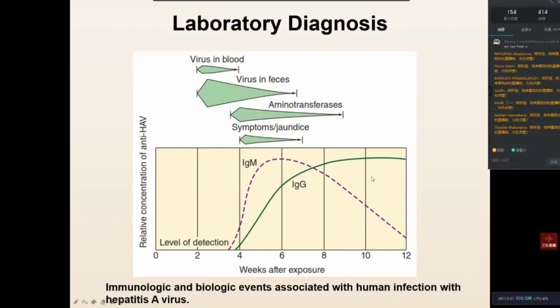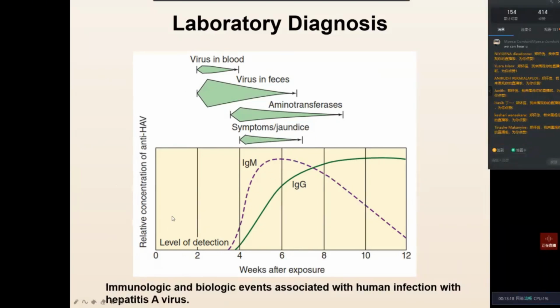But if you detect the virus in the blood by using other methods like PCR or other molecular methods, you can detect virus in blood 2 weeks after exposure, and virus in feces 2 weeks after exposure. And at a later stage, you can also detect the aminotransferases. The aminotransferases mean that there is some damage in the liver, and the lysed liver cells, the hepatocytes, release these aminotransferases.